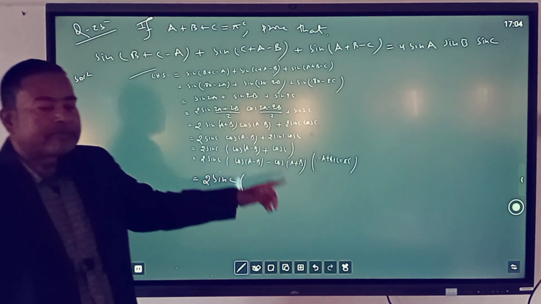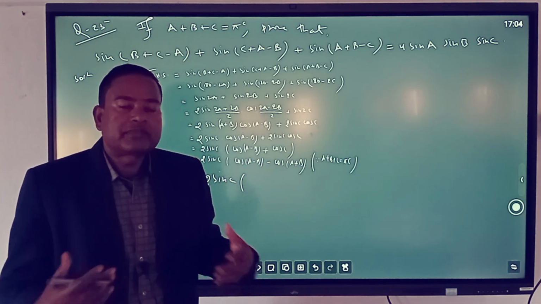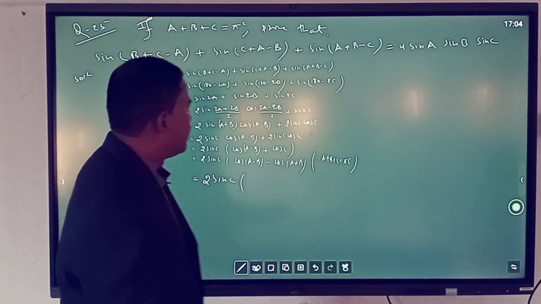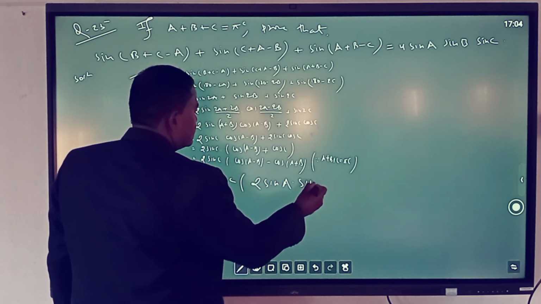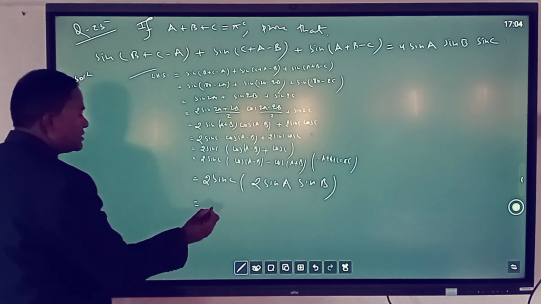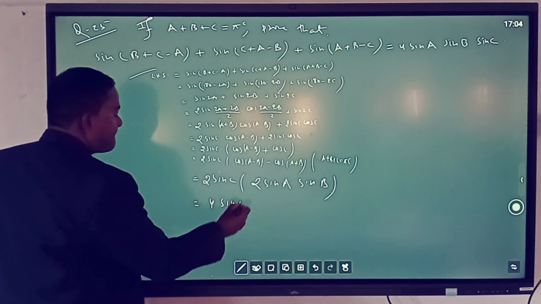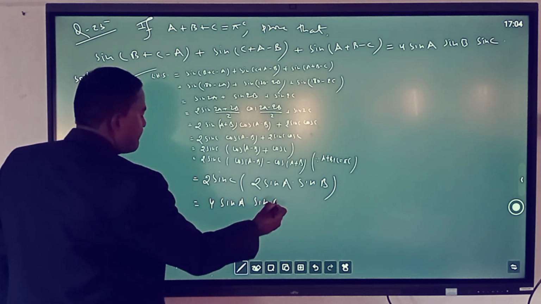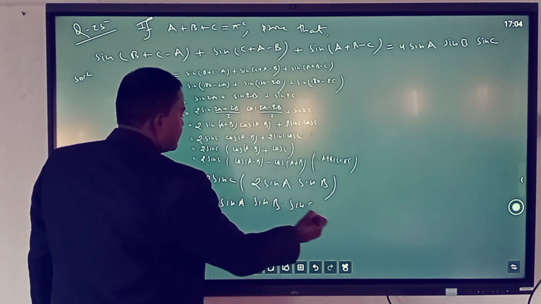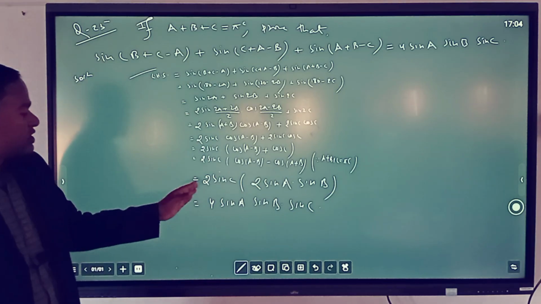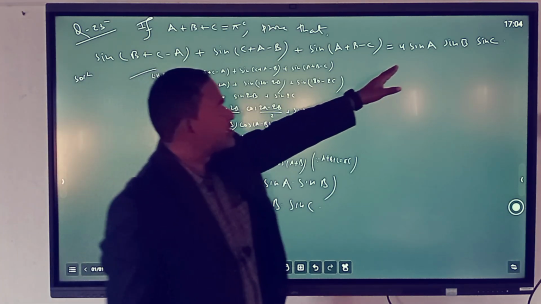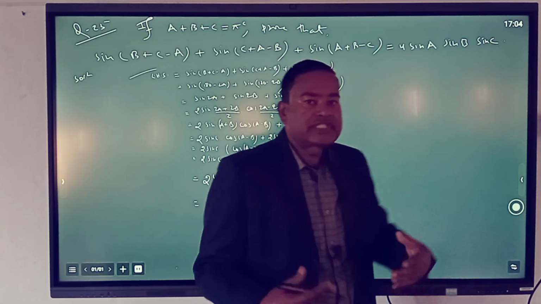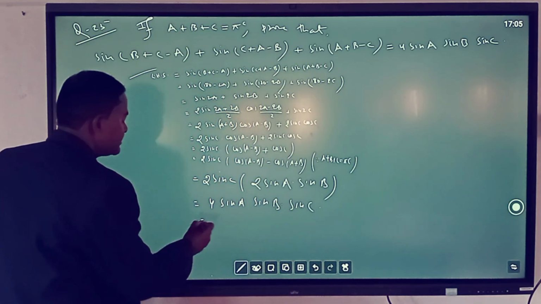Now cos(A minus B) minus cos(A plus B). The formula is 2 sin A into sin B. Then we get 2 times 2, that is 4 sin A, sin B, sin C. So dear student, our answer is 4 sin A sin B sin C, which is equal to RHS.